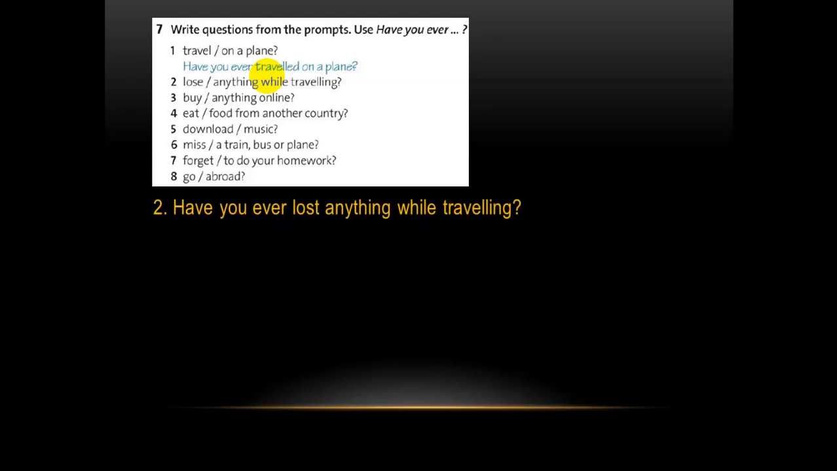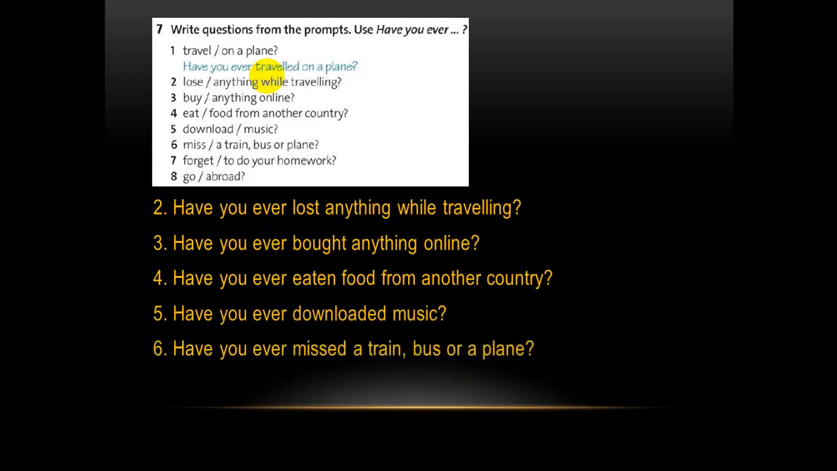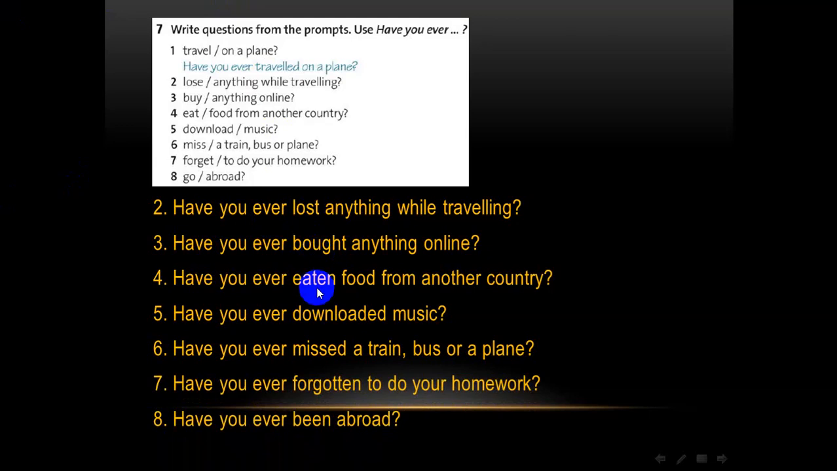2. Have you ever lost anything while traveling? 3. Have you ever bought anything online? 4. Have you ever eaten food from another country? 5. Have you ever downloaded music? 6. Have you ever missed a train, bus or a plane? 7. Have you ever forgotten to do your homework? 8. Have you ever been abroad? So notice we have lost, bought, eaten, downloaded, missed, forgotten, and been. They are in the past participle. And we started with have you ever. Okay.